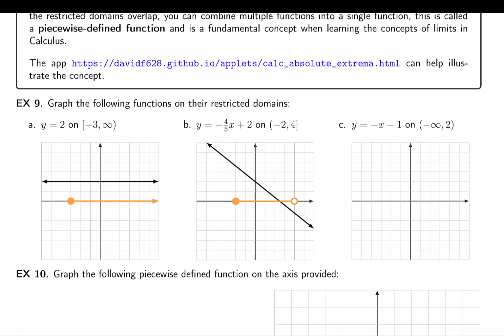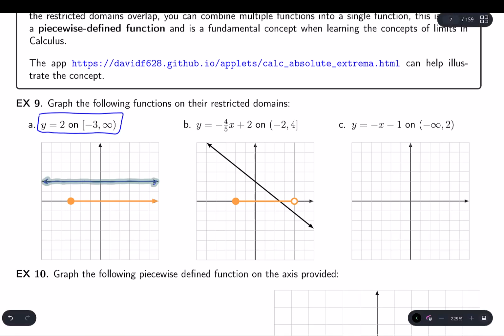There's not really much to restricted domains, however. So if I want to graph, this is the simplest case I could come up with. Y equals 2, which is a horizontal line. So you're seeing that horizontal line right here. It's just a horizontal line at y equals 2. All right, on the domain from -3 to infinity. So in orange here, you're seeing the domain. So this is -3, and this is going off to positive infinity.